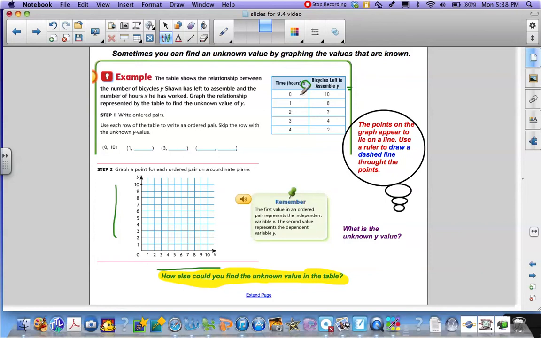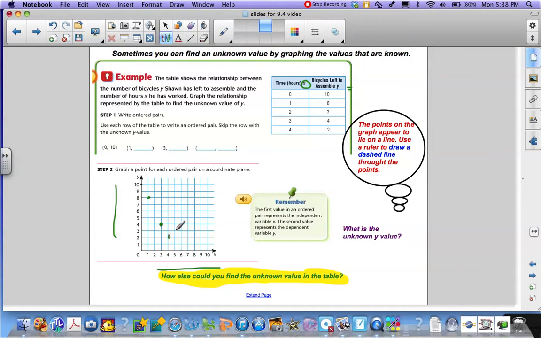Our first ordered pair is (0, 10). So you start at the origin and go up 10. Then (1, 8). You always go over first on the x-axis and up on the y-axis. And (1, 8) is right there. I'm going to skip 2 for a moment because we don't know what that value is. So now we're going to go to (3, 4). It's this ordered pair. And finally (4, 2).